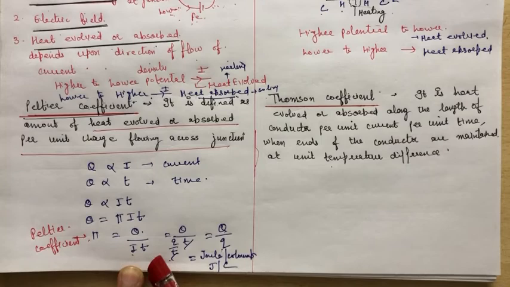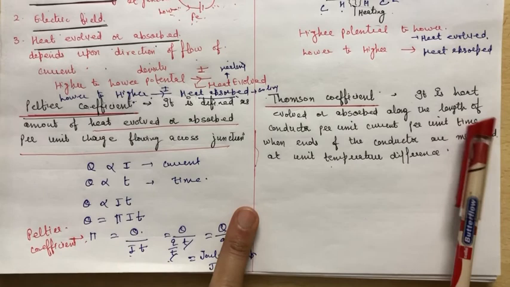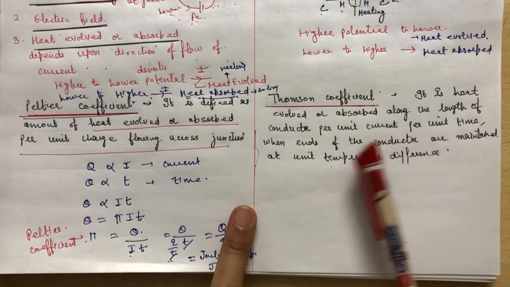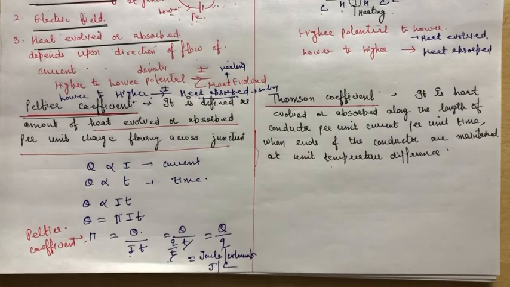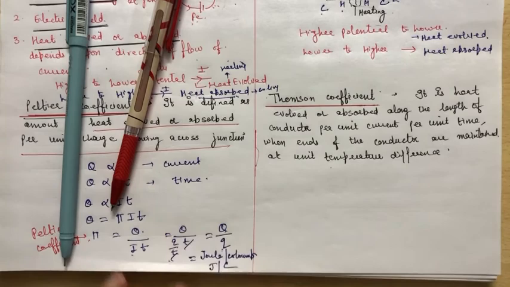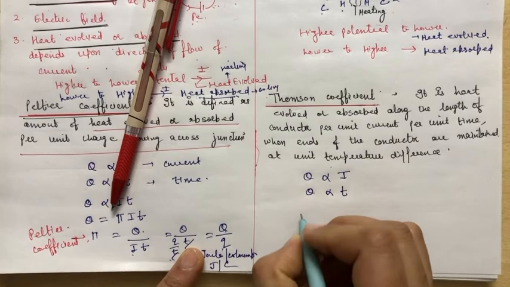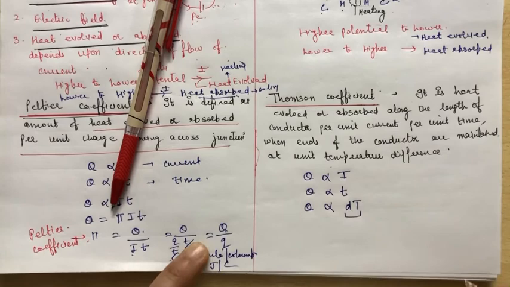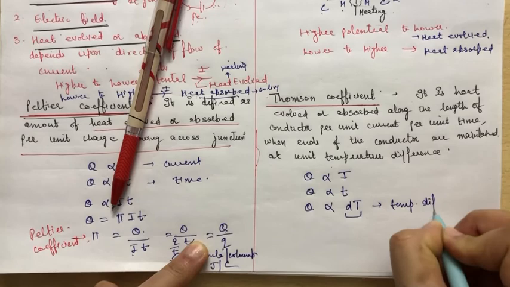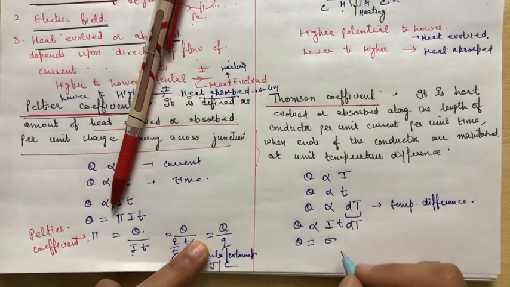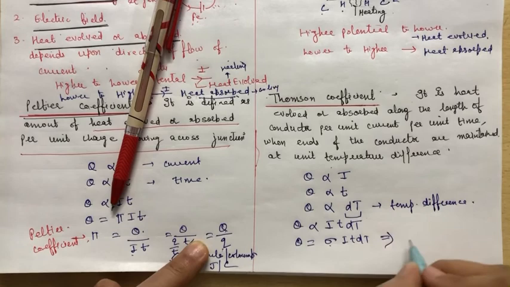Next, about the Thomson coefficient. The Thomson coefficient is the heat evolved or absorbed along the length of the conductor, because here we are using a conductor, per unit current per unit time when the ends of the conductor are maintained at unit temperature difference. Here we have a temperature difference. So Q, the heat evolved or absorbed, is directly proportional to I, directly proportional to t, and directly proportional to the temperature difference dT. Joining these, Q is equal to a constant of proportionality sigma times I t dT. This implies sigma is equal to Q over I t dT.